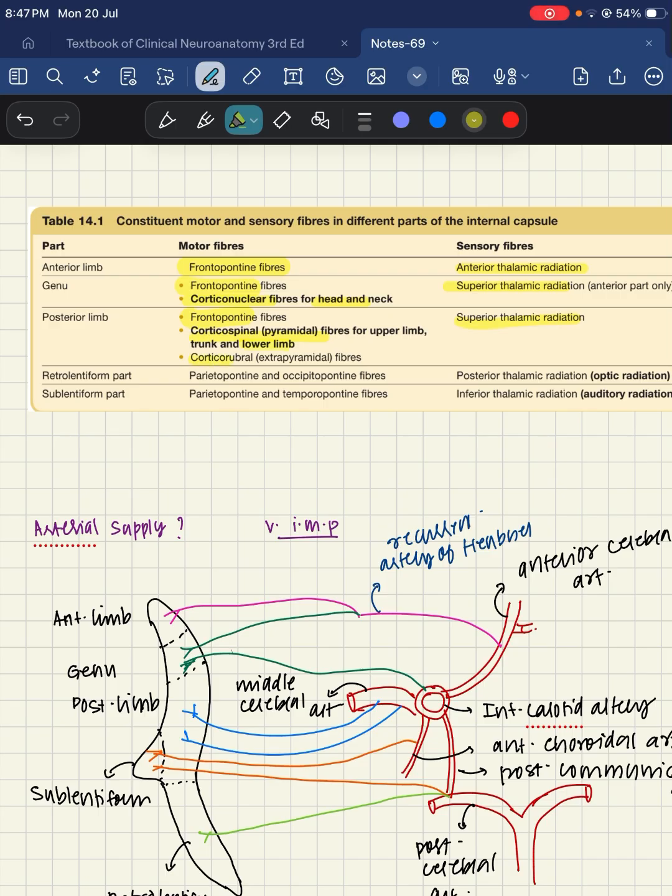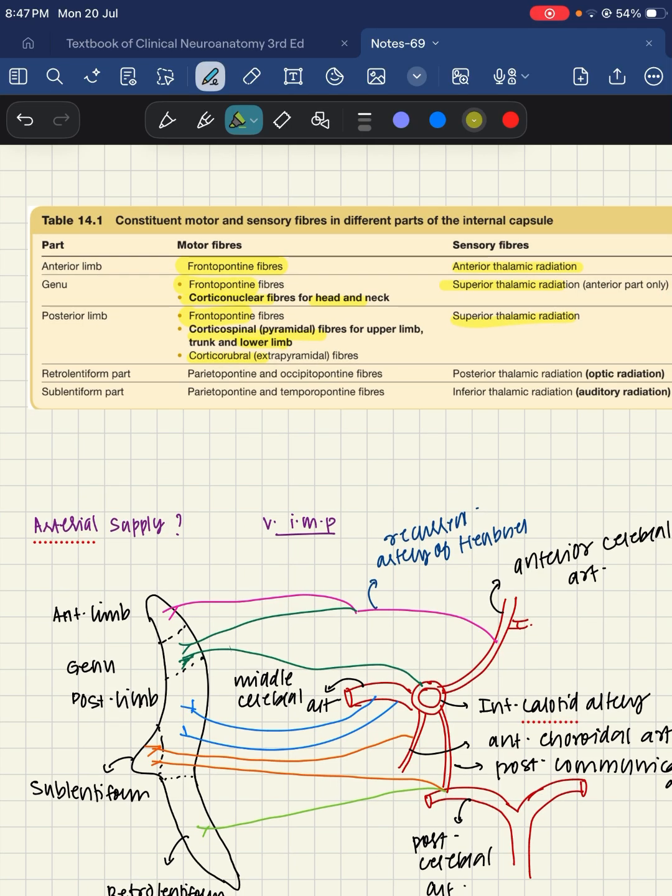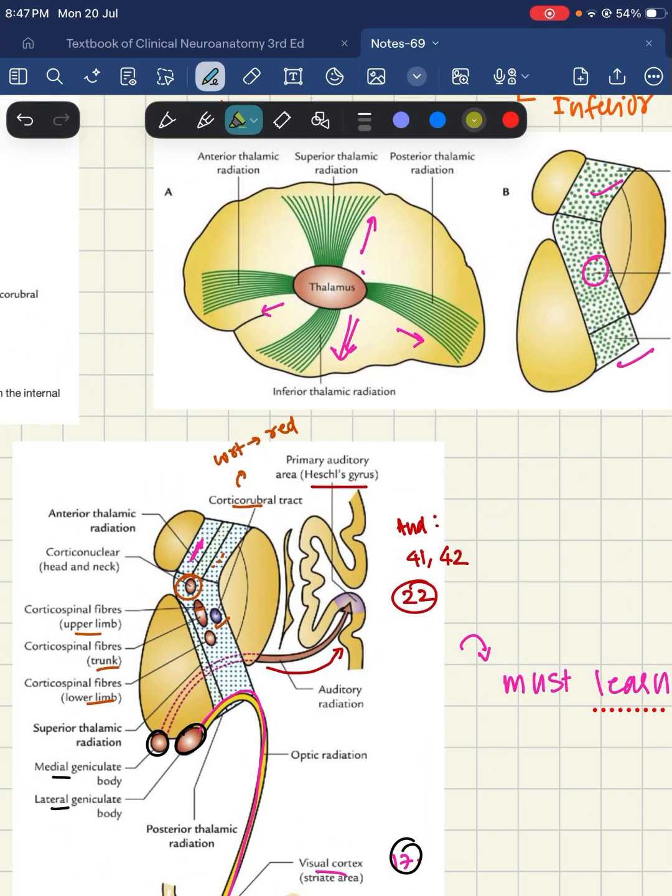Then you also have the corticorubral fibers, which are the extrapyramidal fibers, that is also there in the posterior limb itself. You remember the diagram from here? Anterior, this is the corticonuclear, this is the corticospinal, and this is the one for the lower limb, this is the extrapyramidal one.